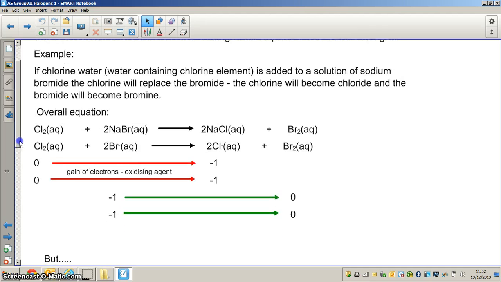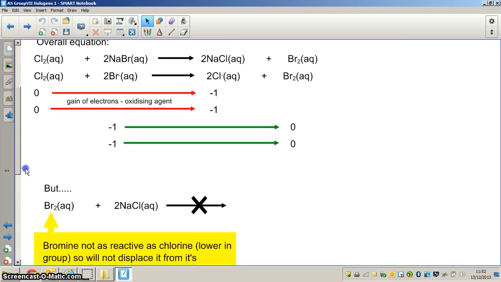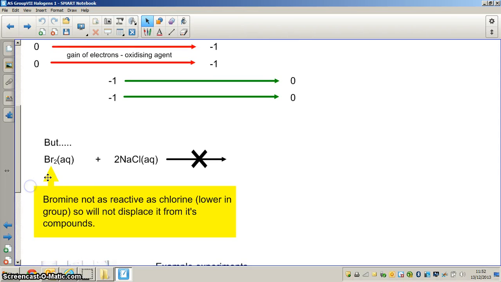In other words, if I put bromine into sodium chloride, that reaction will not happen. So in this example you can see bromine, sodium chloride. Bromine is not as reactive as chlorine, it's lower in the group, so it will not displace chloride from a solution of sodium chloride. So this is no reaction.